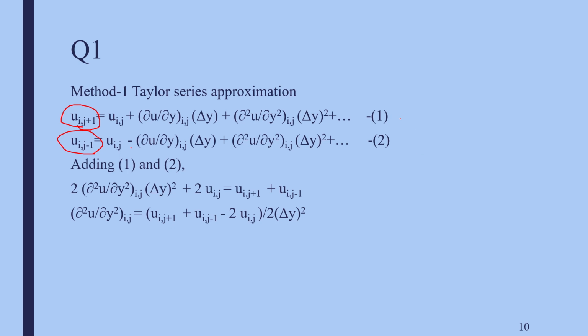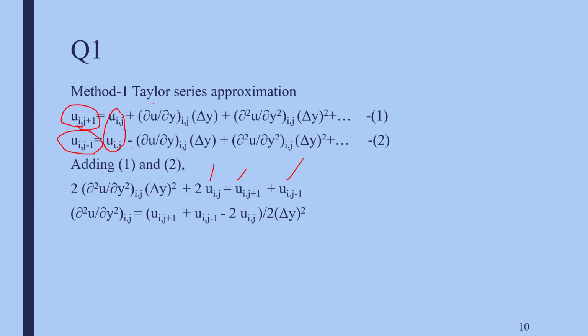One is for u i,j plus 1, another is for u i,j minus 1. So we have to add equation 1 and equation 2. On adding this, what we will get: u i,j plus 1 will be there, u i,j minus 1 will be there, and on this side we have 2 u i,j, right? We have added, so we have got 2 u i,j.